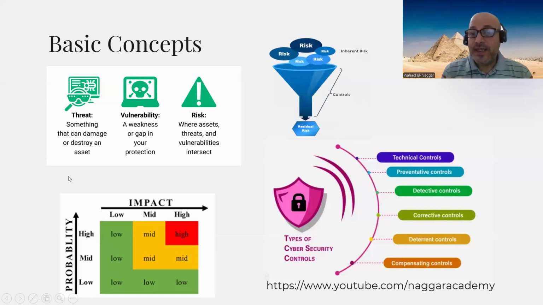So this leads us to two important concepts, the inherent risk and the residual risk. What is the difference between these two types of risks? The inherent risk is the risk that you have without doing anything. You wake up in the morning, you don't do anything. The universe is as it is. You don't do anything about your system. You leave it as it is. So this is your inherent risk.